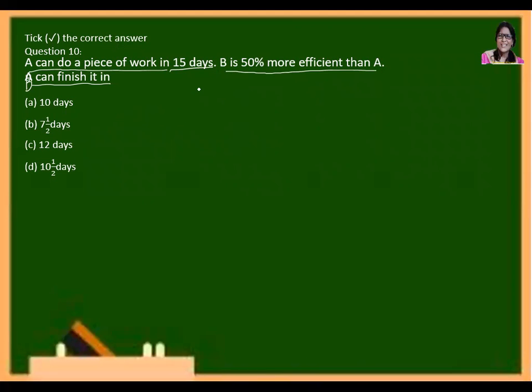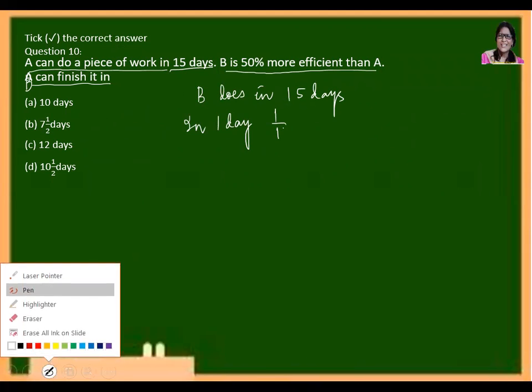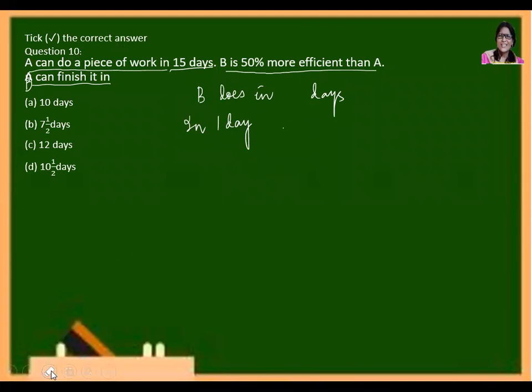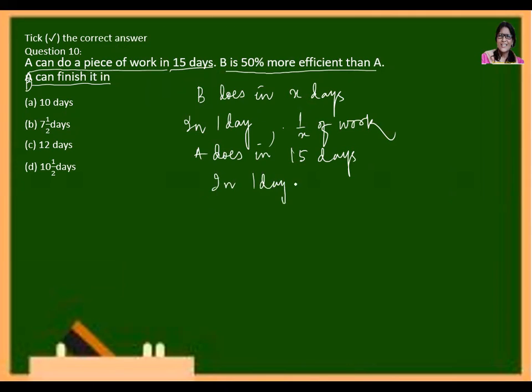Okay, let B do it in X days. Very sorry, it is X days I should take. X days, in 1 day, 1 by X of the work. Similarly, A does it in 15 days, so A in 1 day will be 1 by 15. So according to the question, B is 50% more efficient than A. A is doing 1 by 15.